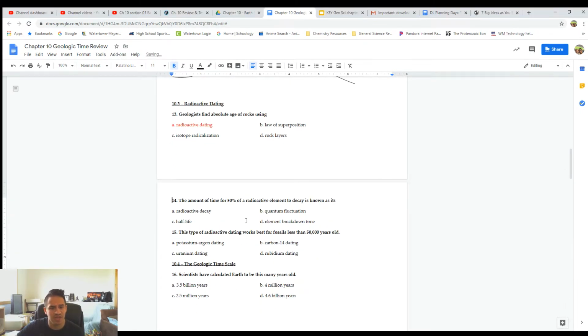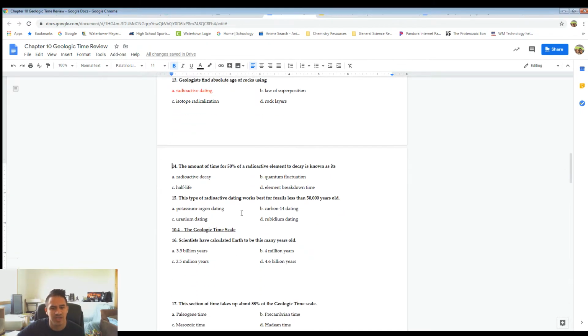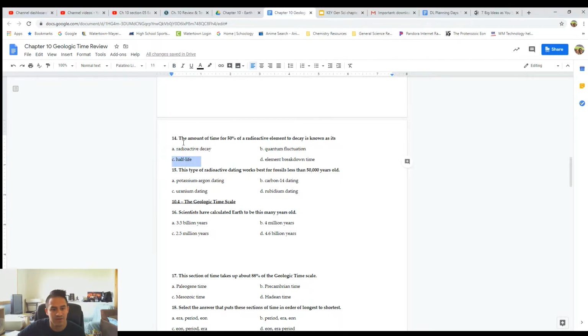Number 14, the amount of time for 50% of a radioactive element to decay is known as its half-life. This one's easy to remember because when 50% of it is gone, half of it is gone. So we call this a half-life.